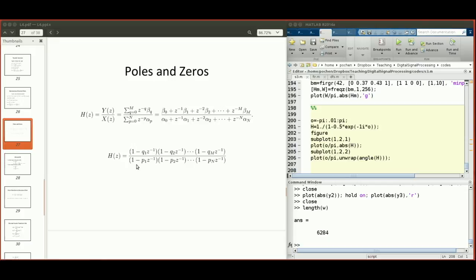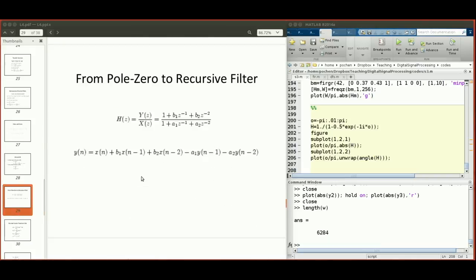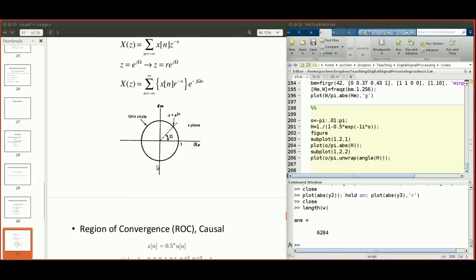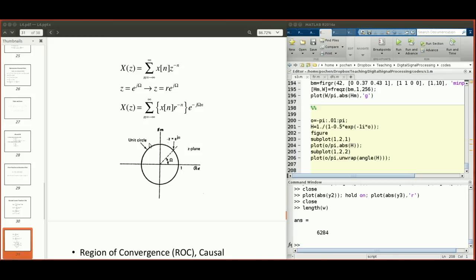zeros. So poles are basically just the roots of the denominator, and zeros are basically the roots of the polynomial in the numerator. So you can represent a transfer function in either way. And this is in the z domain, and we talked about the relation between the z domain, the z transform, and also the Fourier transform. And what I was telling you is that the Fourier transform is a special case of the z transform.